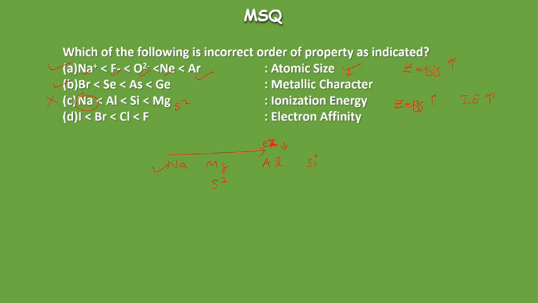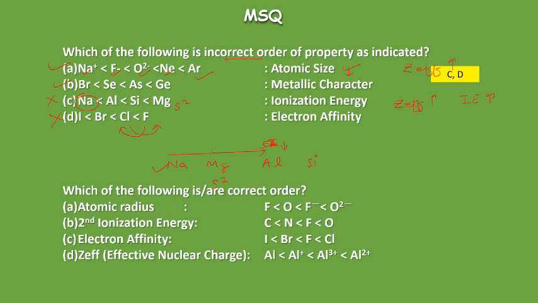The next is electron affinity value. Electron affinity is, as we discussed earlier, fluorine comes after the chlorine. So this is incorrect. Electron affinity is again incorrect. So C, D are the incorrect answers. Incorrect was asked. The next is which of the following is the correct order.